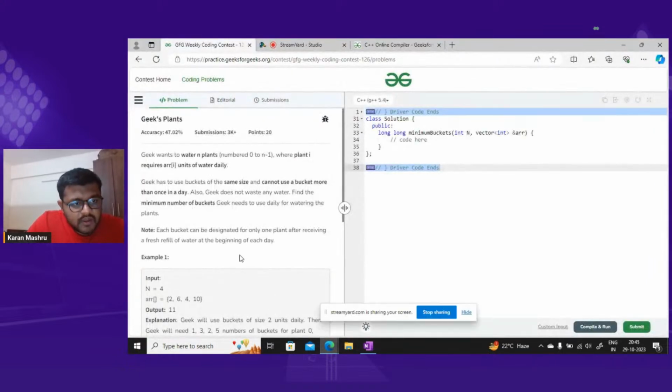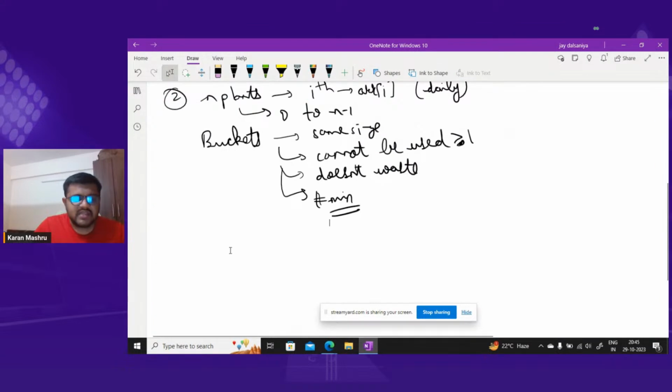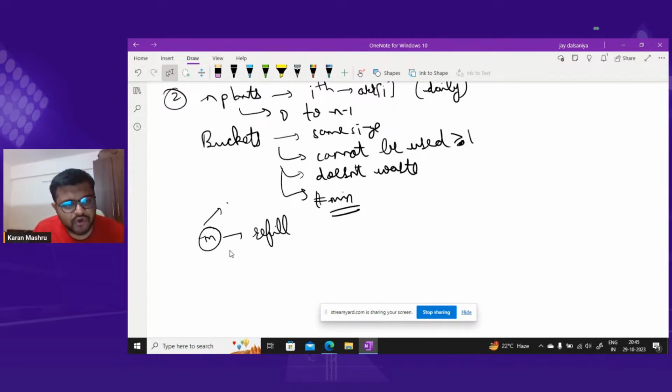Note, each bucket can be designated for one plant after receiving a fresh refill of water at the beginning of each day. So what they are saying is that suppose you have m number of buckets, and at the beginning of each day all the m buckets will be refilled. Now one bucket can be used for only one plant.